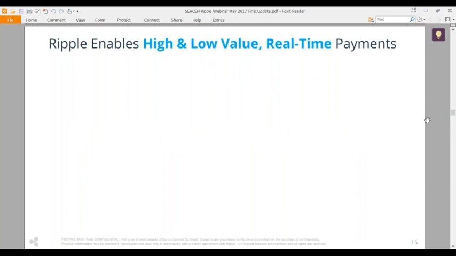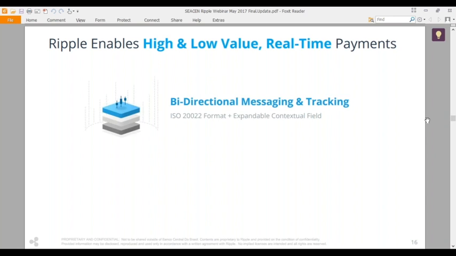So this kind of begs the question about how does Ripple do this? How do we move from sequential to coordinated, synchronized payments? So Ripple is a software solution that we license to financial institutions. There's 2 parts to it. The first is a messaging platform.